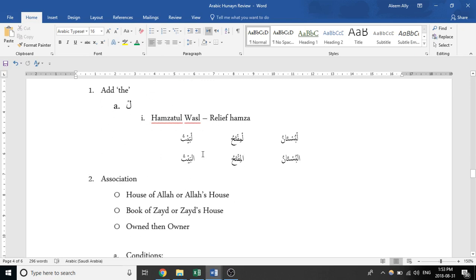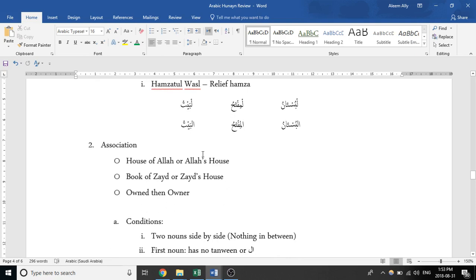The second way of making a word definite is through association. This is an interesting topic. Association is essentially indicating that there is something that is owned and there's an owner. In English, they're usually connected through the word "of." There's some sense of ownership between the two. So, house of Allah, or Allah's house. Allah owns that house. There's an association between the two things.